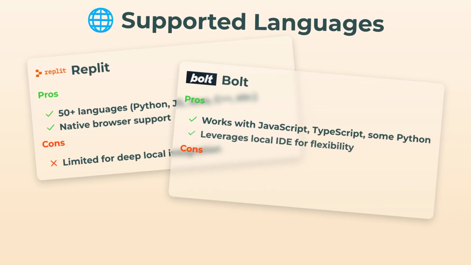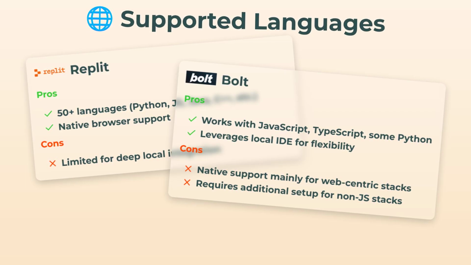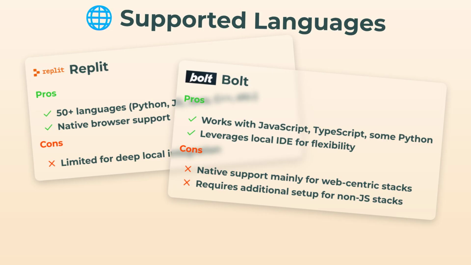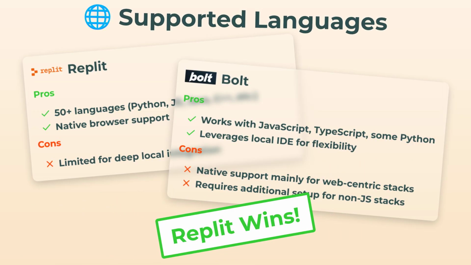Now, Bolt. Bolt keeps things much tighter, really nailing it with JavaScript, TypeScript, a bit of Python, and it leans on your local IDE for some extra flexibility, which is cool. But let's be real, it's mostly built for web-centric devs, and you do have a bit more setup for anything off the beaten path. So, for languages, Replit's our clear winner.